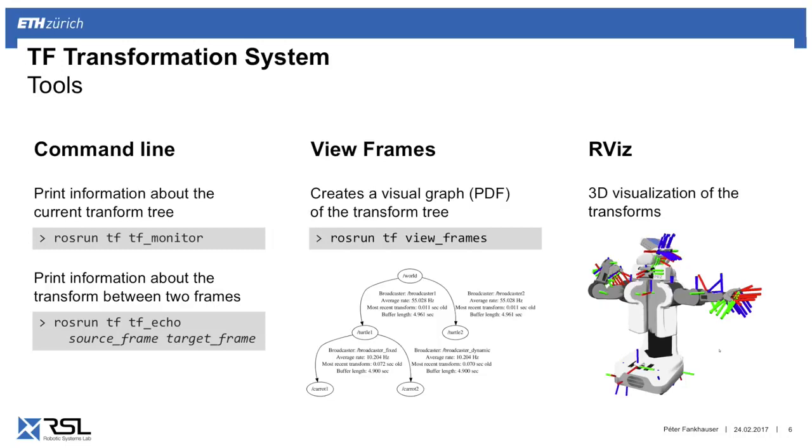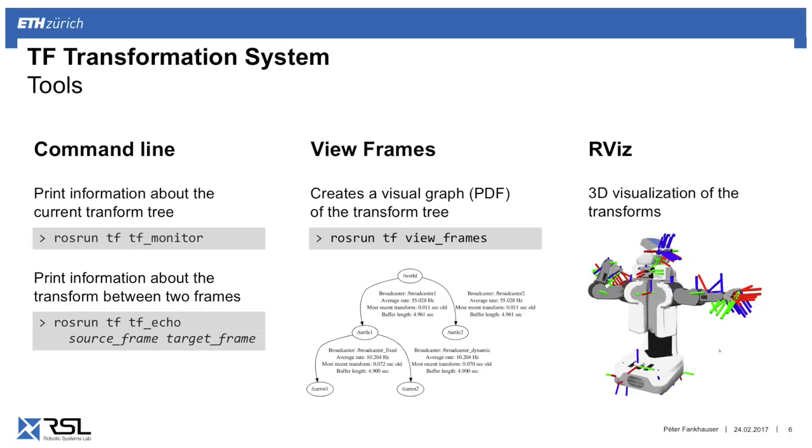Often, once a tree becomes very complex, it's convenient to print an image like that, and you can do that with this tool, run TF view frames. It listens for 5 seconds on the TF topic and then makes a nice PDF of the current transformation tree.